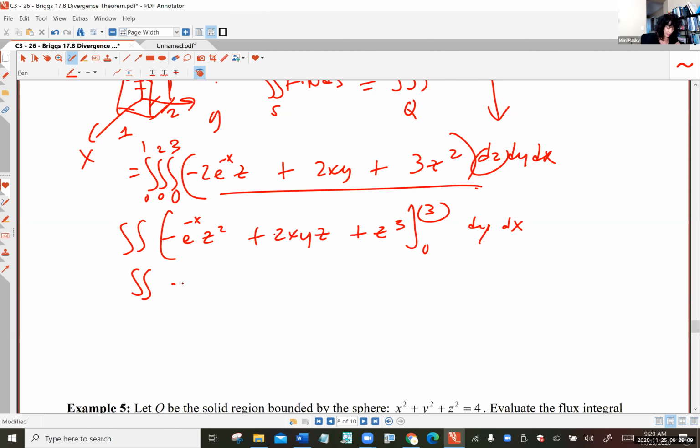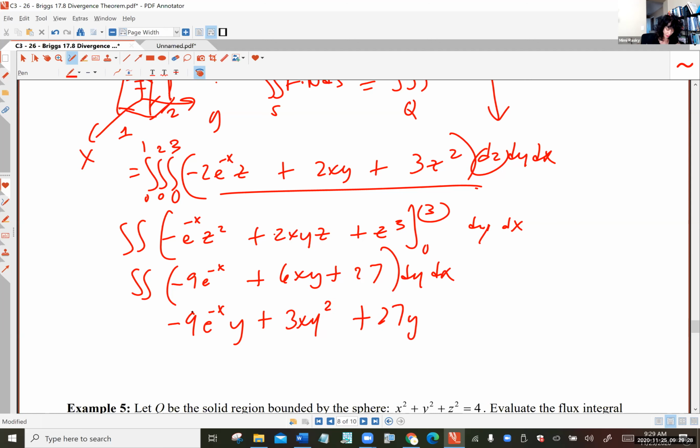So I'm going to get -9 e to the negative x plus 6xy plus 27. That's pretty easy to integrate with respect to y. So you should get -9 e to the negative x y plus 3xy squared plus 27y after integrating with respect to y. Then you evaluate this between the limits of 0 and 2. And this time, yeah, the 0 goes to 0.